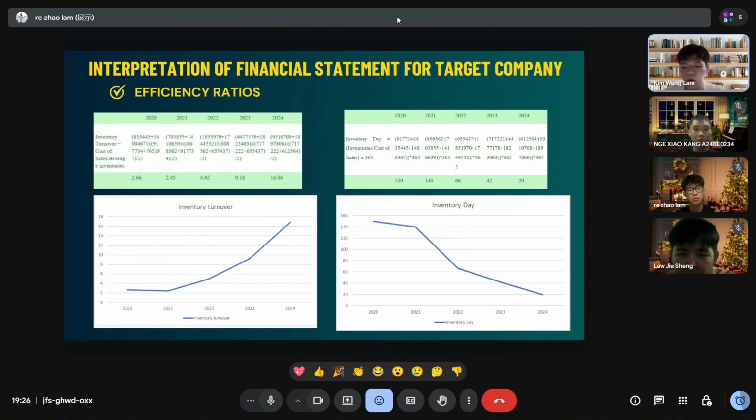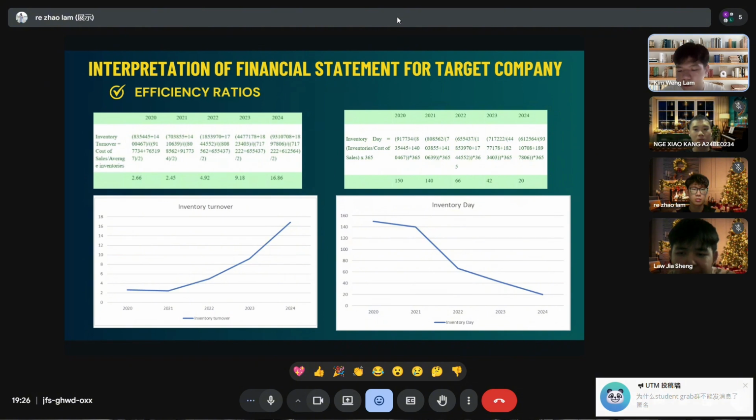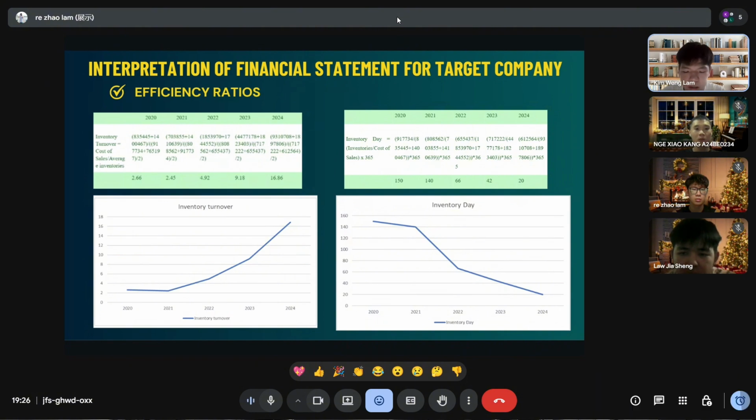Now let's move on to efficiency ratio. The target company's inventory turnover improved dramatically from 2.66 in 2020 to 16.86 in 2024, showing that inventory was converted into cost of sales much faster. Correspondingly, inventory days reduced significantly from 150 days in 2020 to only 20 days in 2024, reflecting highly efficient inventory management and faster project execution.